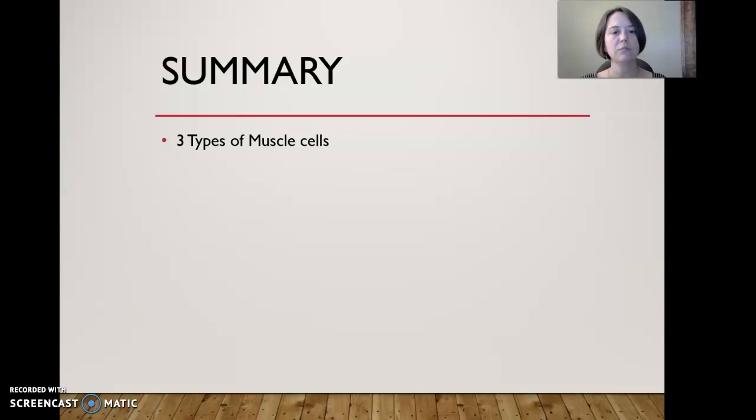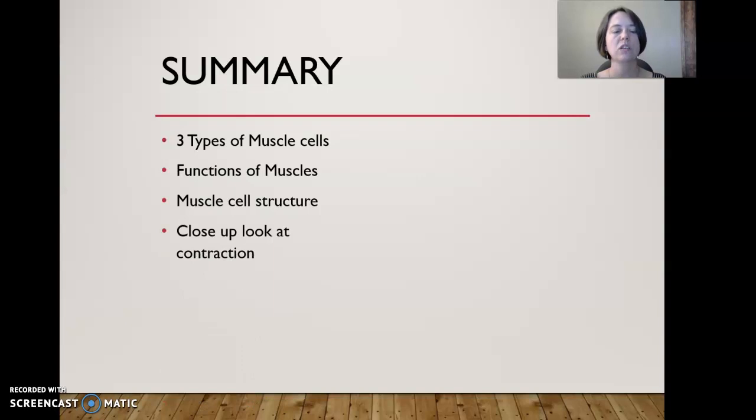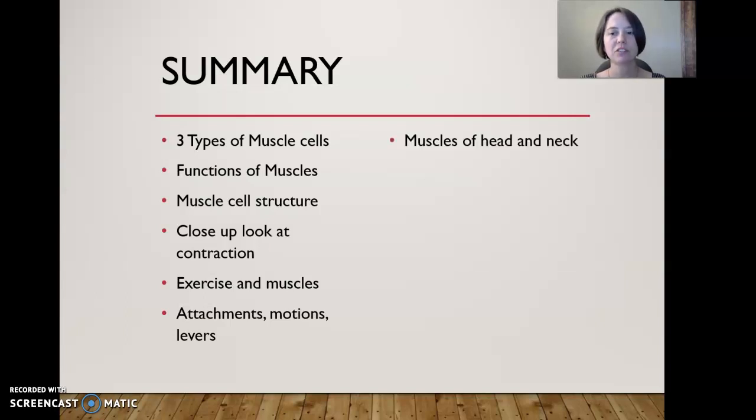Okay, we talked about the 3 types of muscle cells. We talked about the functions of muscles. We talked about the structure of muscle cells. We looked at a muscle cell contraction with the actin and the myosin and the sliding filament mechanism. We talked about exercise, the aerobic and resistance exercise and what happens to the muscles when you do that. We talked about attachments, so your origins and insertions. We talked about different types of motions like flexion, extension, adduction, abduction. We talked about how bones and muscles are levers and how they move. We talked about the muscles of the head and neck.